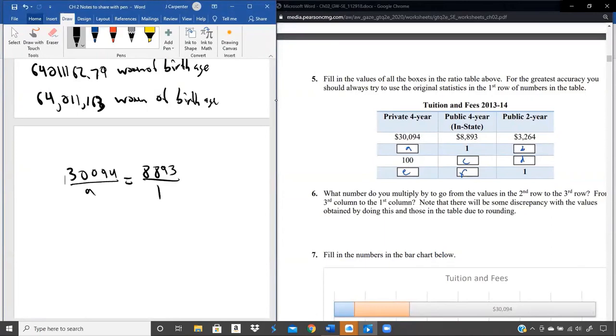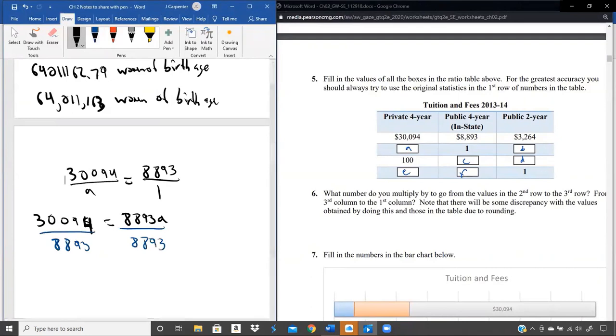Remember, there's arguably 16 different ways I can write this proportion with those 4 values and variables and still get the answer right in the end. There's also plenty of ways we can write it wrong. My favorite is top over bottom equals top over bottom. Cross multiply. I'm not going to show every single step. 30,094 times 1 is 30,094 equals 8893 times A. Divide both sides by the number with the variable, divide by 8893.